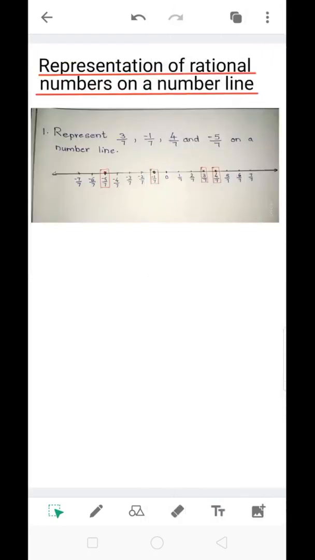Next, we will see how to represent a rational number on a number line. This we have already learned in class 7, but the same topic again.